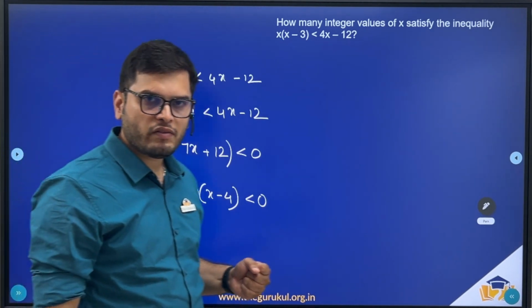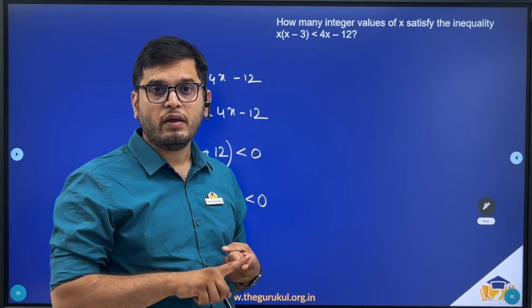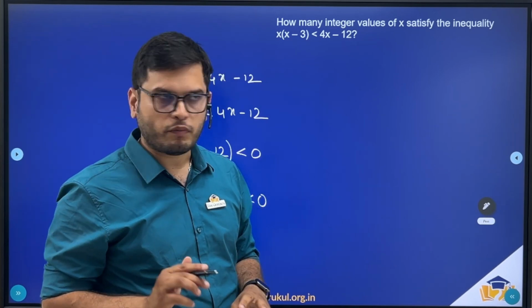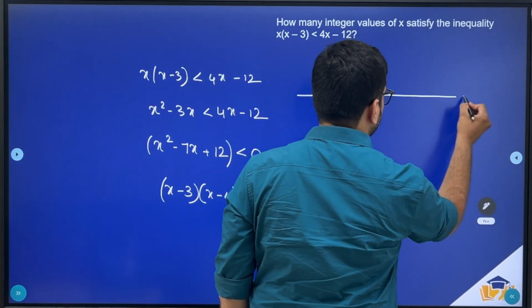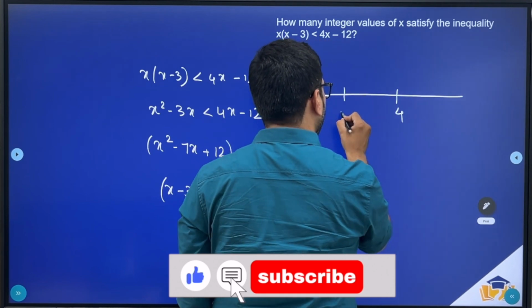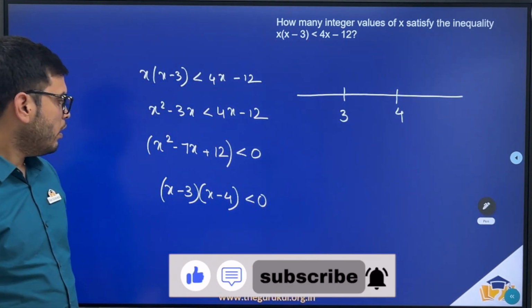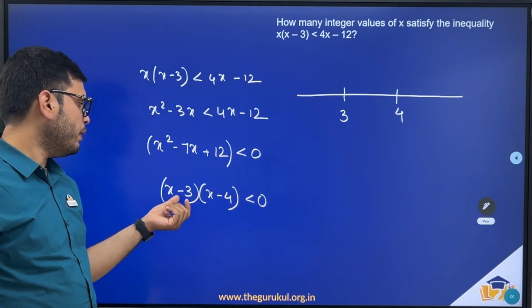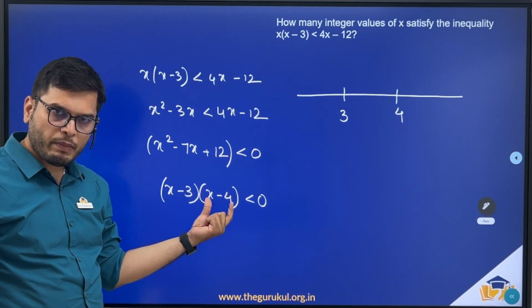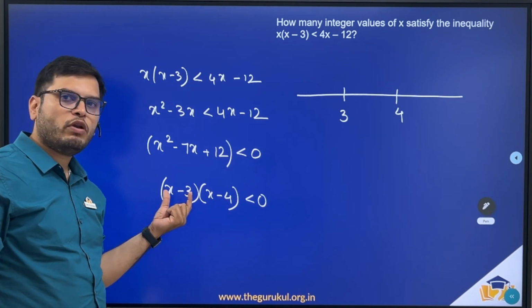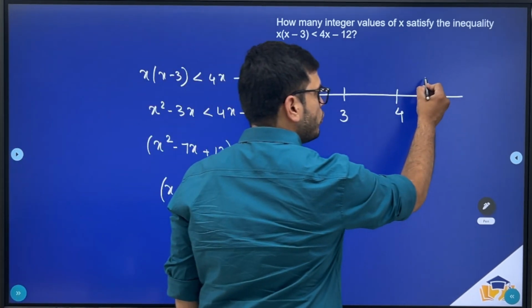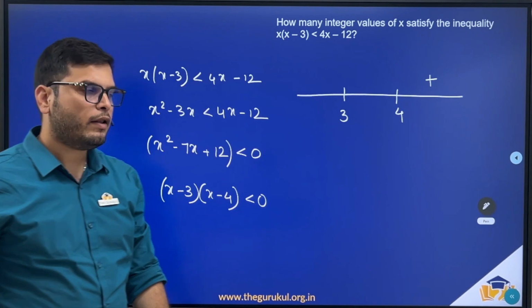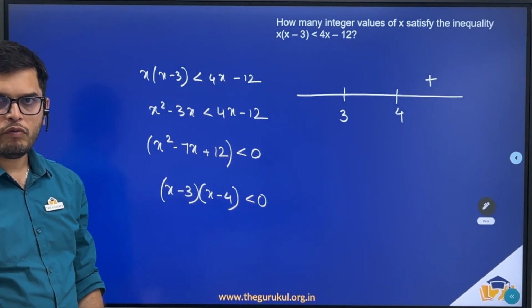Now for this to be less than 0, one of them has to be negative and the other should be positive. Now you have 3 and 4. When x is greater than 4, what will happen? This will be positive, and this will also be positive. So you will be having positive values when x is greater than 4.